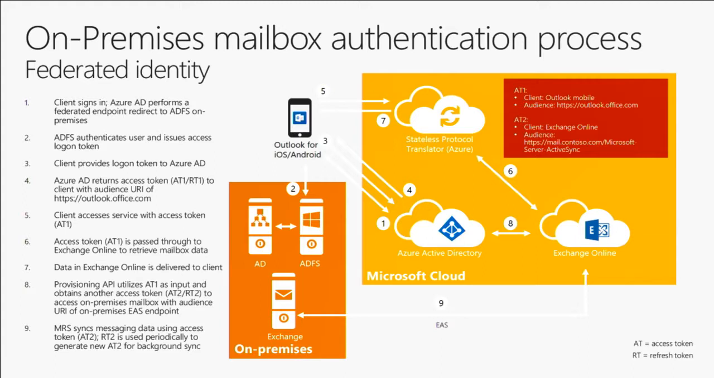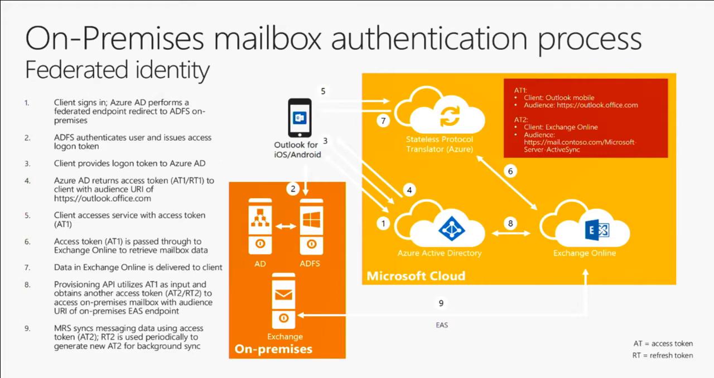That access token pair has an audience URI endpoint specifying Exchange Online. That access token, refresh token pair is then passed to our stateless protocol translator service, which will then pass that to Exchange Online. The provisioning API then generates a second access token pair, using the first access token pair with on-behalf-of capabilities. That second access token pair has an audience URI scope to the on-premises endpoint, the ActiveSync endpoint URL that we retrieve through the Auto Detect service.